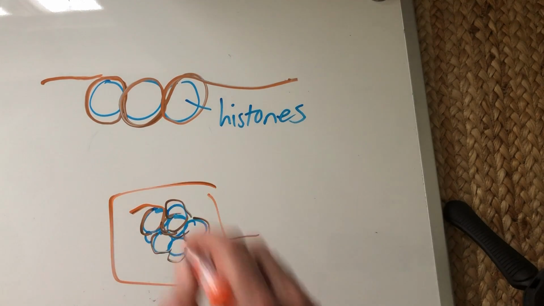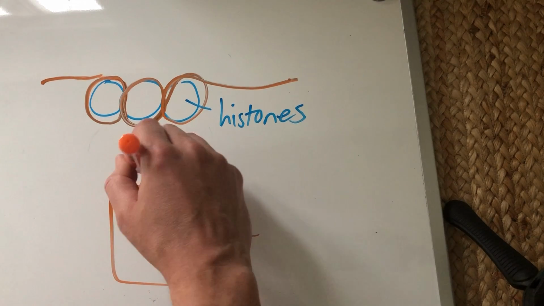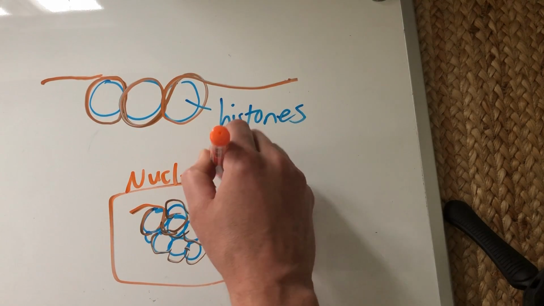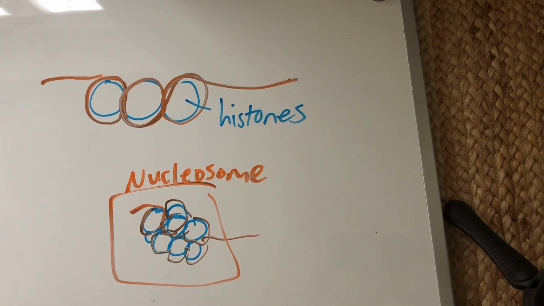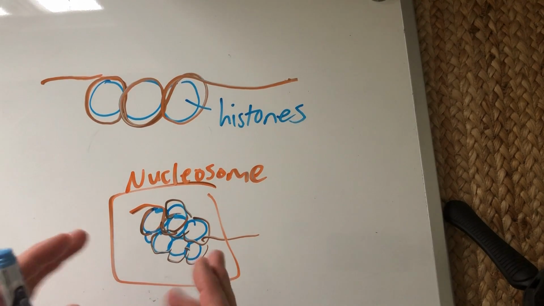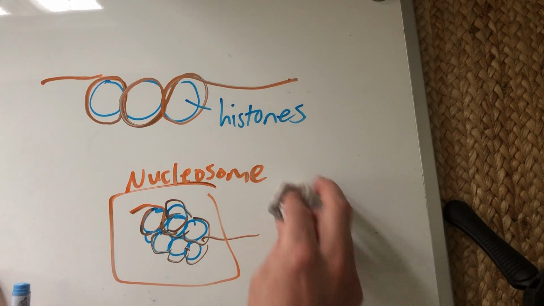One of those units is called a nucleosome. Not a crucial word, but if you do see that word nucleosome, it's just our DNA wrapped around a cluster of histone proteins, and that would make up a little bit of a chromosome.